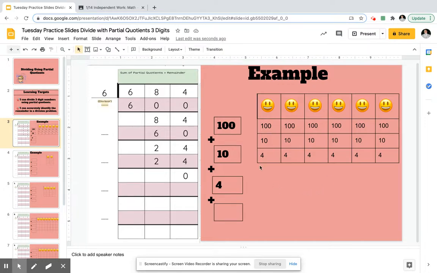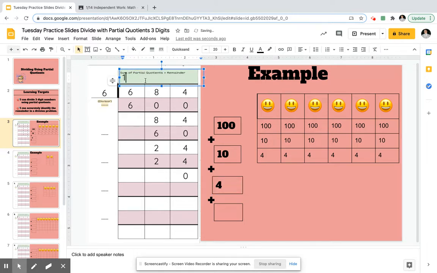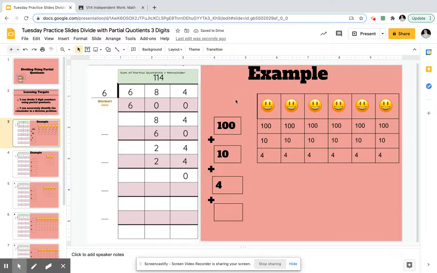Now to find my final answer, I'm going to add up my partial quotients, which I documented here in this column. So 100 plus 10 is 110, plus 4 gives me 114. So I'm going to write over here 114, and I do not have a remainder. All right, 114 is my final answer.